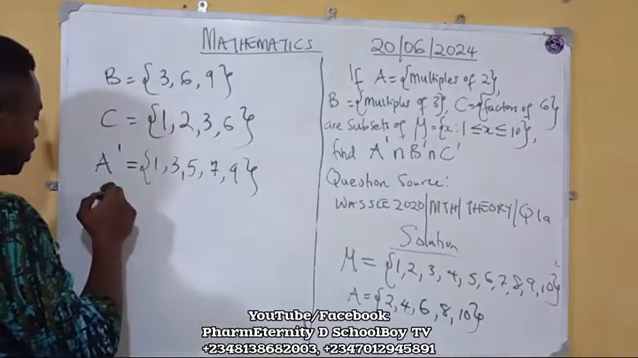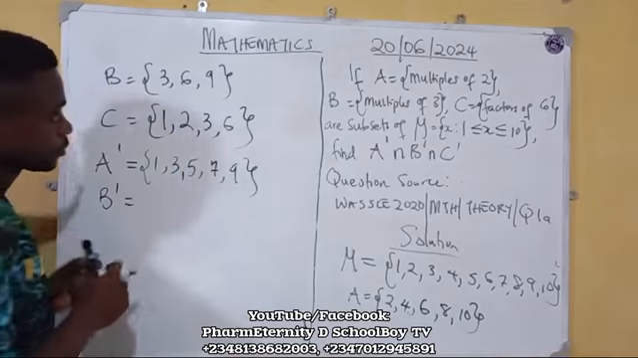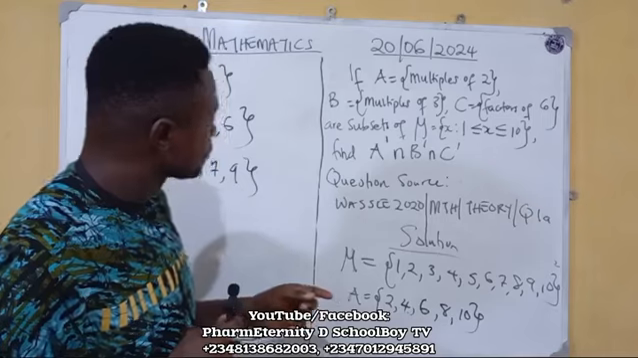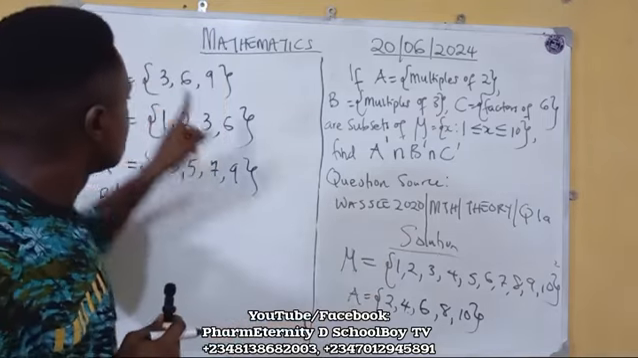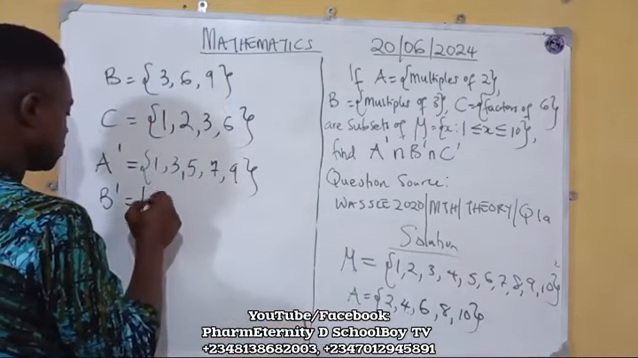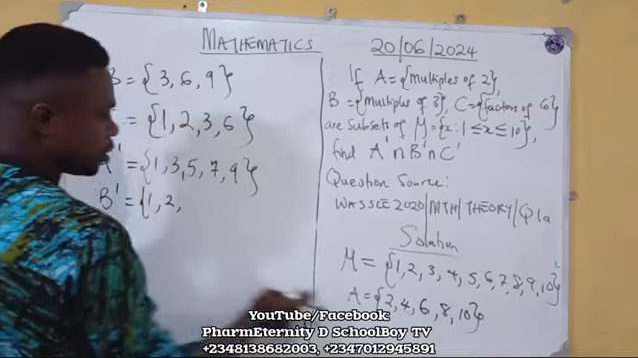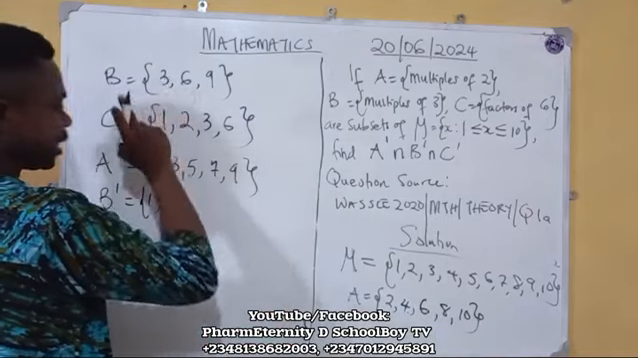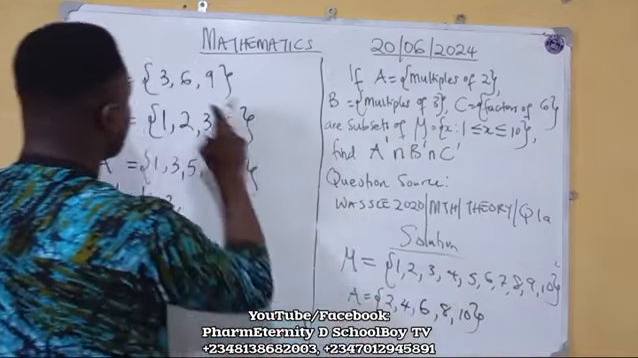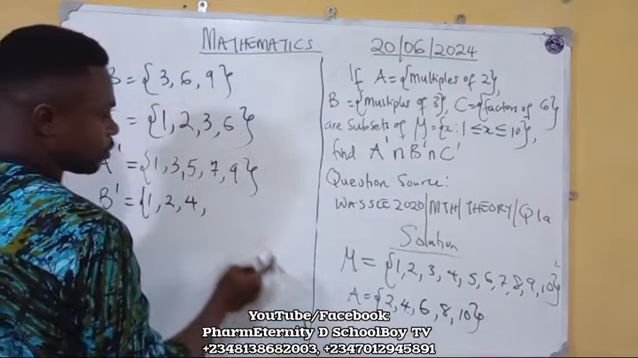So let's look at B complement. Let's go. 1 is here, no 1 here, so I'll write 1. 2 is here, no 2 here, so I'll write 2. 3 is here, there's 3 here, so I'll not write 3. 4 is here, there's no 4 here, so I'll write 4.